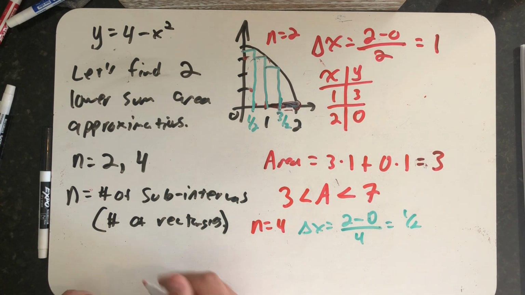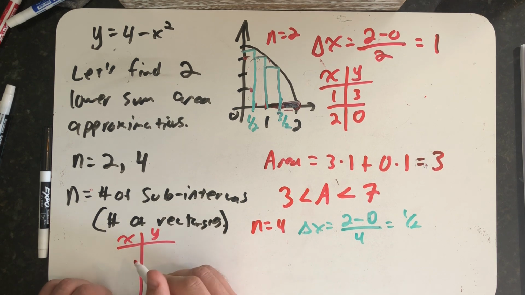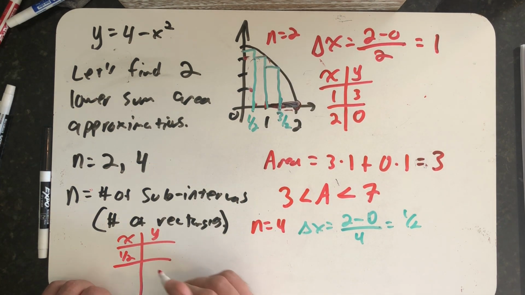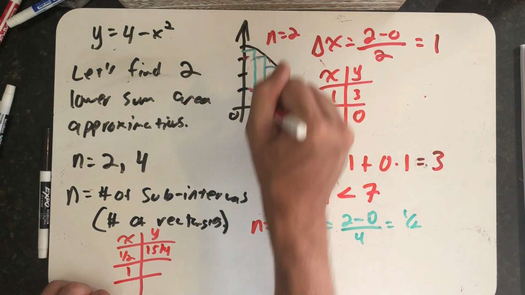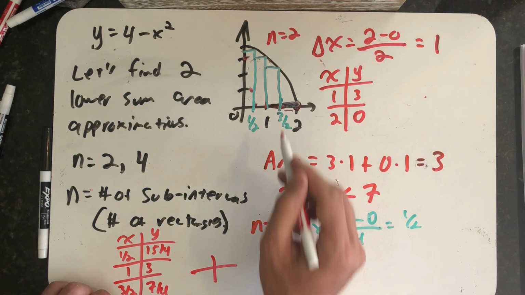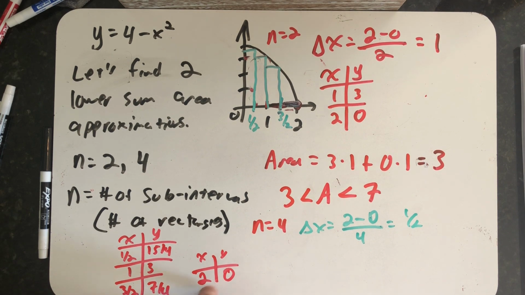All right, so x's and y's. My first rectangle, that low spot, corresponds to x equals 1/2. That's where I get out 15/4. The next one's height comes at x equals 1, where I get out 3. The next one at 3/2, where I get out 7/4. And that final rectangle comes when x is equal to 2, and I definitely get out a height of 0. I ran out of room there at the bottom of the board, so I just stuck that one over there.